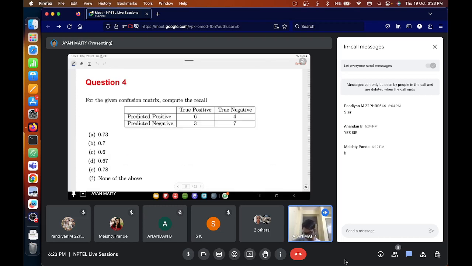Now question 4. A confusion matrix is given, and you have to compute the recall using this confusion matrix.